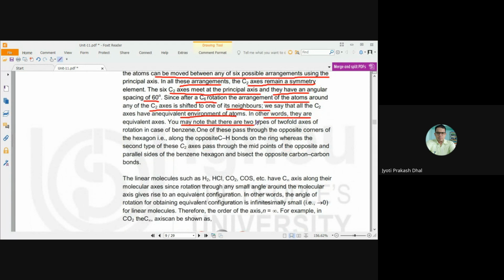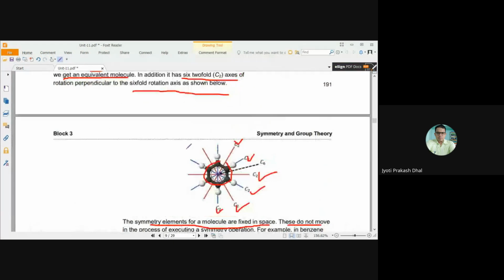You may note that there are two types of two-fold axis of rotation in the case of benzene. One of these passes through the opposite corners of the hexagon. So there will be six C2 axes, or six two-fold axes of symmetry, but these six two-fold axes of symmetry are categorized into two types. The first one is blue color. So this one is blue color, three blue color C2 axes of symmetry.